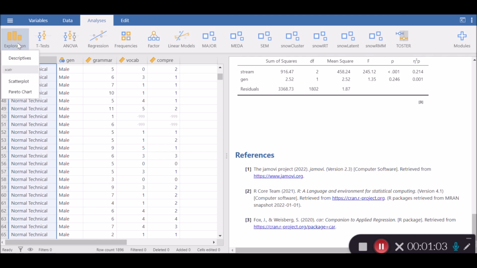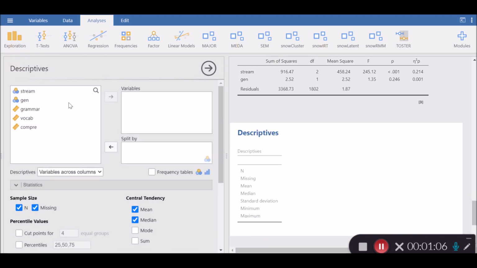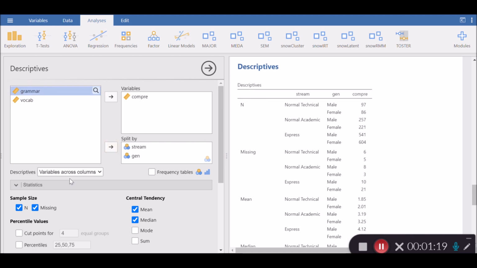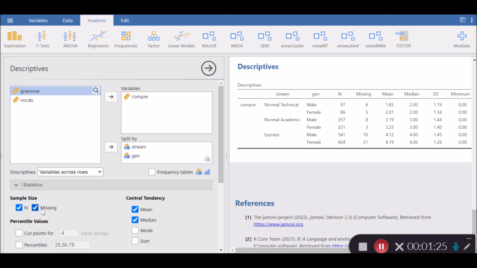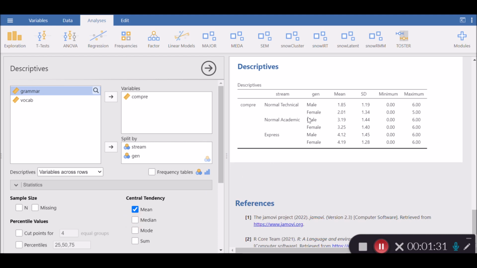I am going to click on Exploration, Descriptive Statistics, and I will move comprehension to the variable side and stream and gender to the split by. I'm going to change the view of the table here so it will be easier to read, and I will unclick missing and n because these pieces of data are not really necessary for this demonstration. So here we have the statistics of our comprehension across the two categorical variables levels, which are stream and gender.